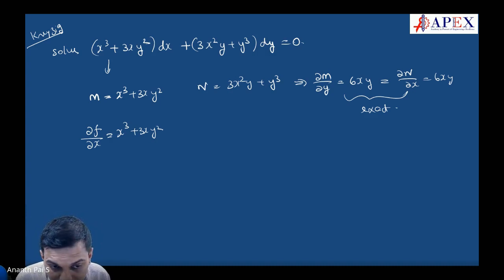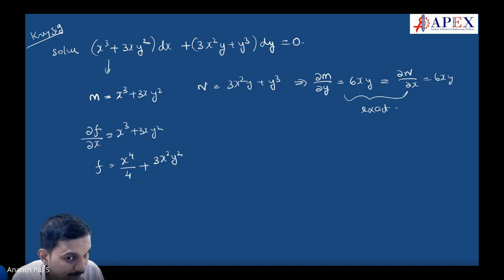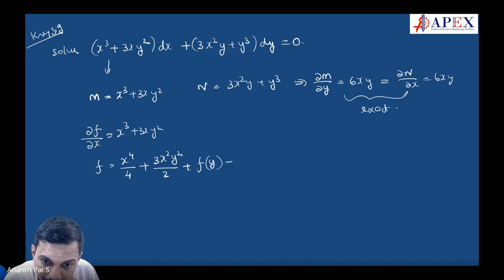So here f can be written as x to the power 4 by 4 plus 3x square y square divided by 2, correct? You're integrating it. I hope you're getting it. Plus function of y, because you're integrating with respect to x, plus a constant c1.